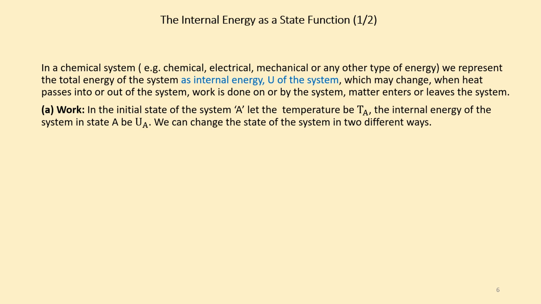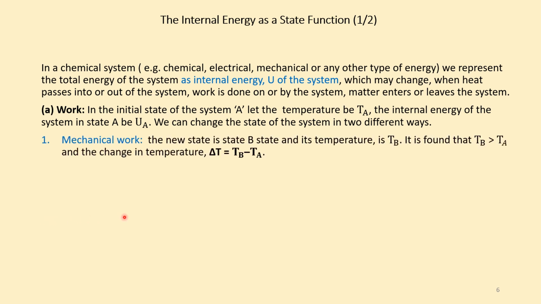So, in the initial state of system A, let the temperature be TA. The internal energy of the system in state A will be UA. We can change the state of the system in two different ways. What are those? We can do mechanical work or electrical work.